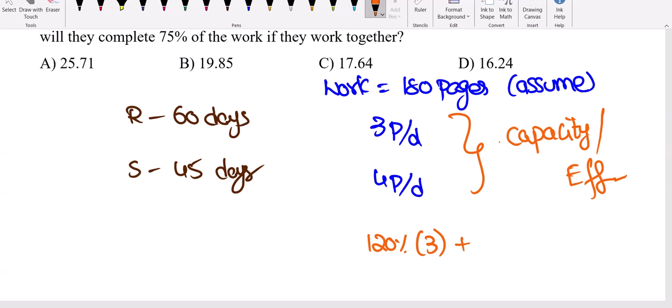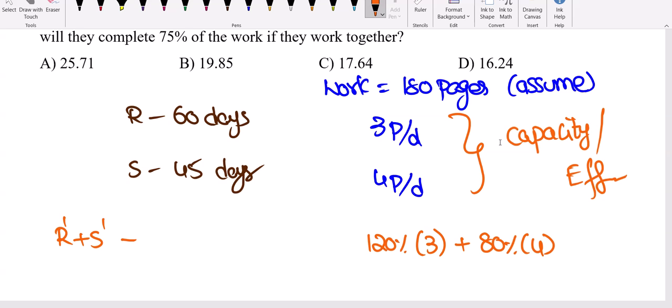Along with Sachin. Sachin is 80% of his capacity. His capacity is 4. Now they are together, but not with their full capacity. I am writing R dash S dash because they are not with their full capacity. They are changing their capacities actually.